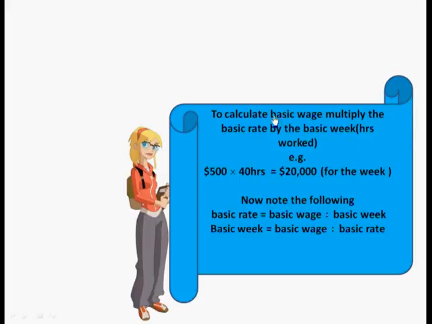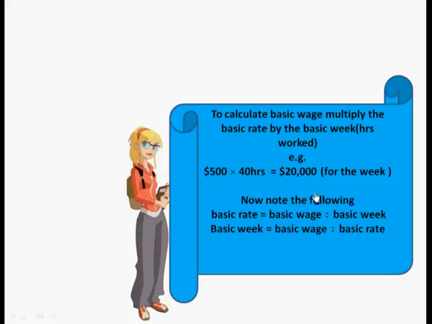So to get the basic wage, you multiply $500, which is the basic rate, by the basic week, which is 40 hours, and you'll get the basic wage, which is $20,000 for the week. Now note the following. To find the basic rate, you simply divide the basic wage by the basic what? Week. And to find the basic week, you simply divide the basic wage by the basic rate.